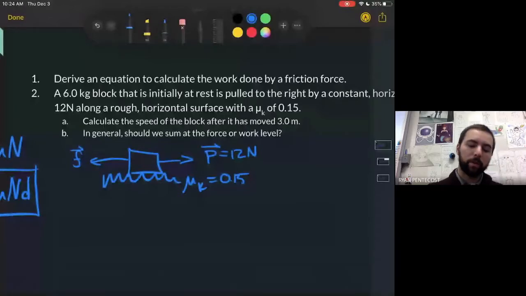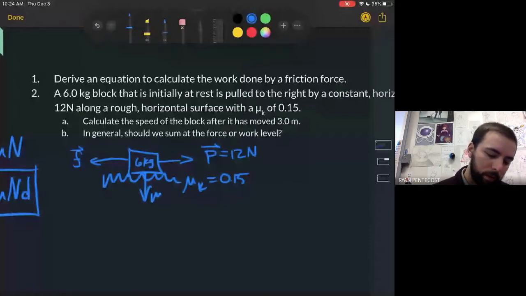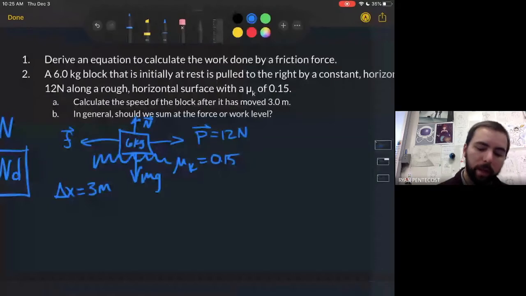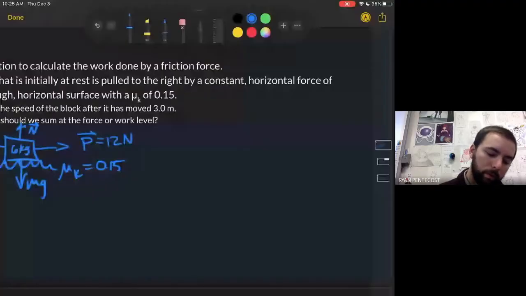So first, it wants us to calculate the speed of the block after it has moved 3 meters. So we have a delta x of 3 meters. To solve this, we will use the work kinetic energy theorem. We'll take the summation of work, and then we will use that summation of work to find kinetic energy. Let's start here. We have the summation of work. We just look in the x direction because that's the direction of the velocity. Anything perpendicular to the direction of the velocity is not going to contribute. So we will have the work of the pull force minus the work of the friction force.